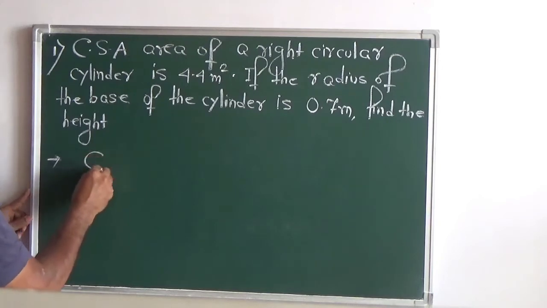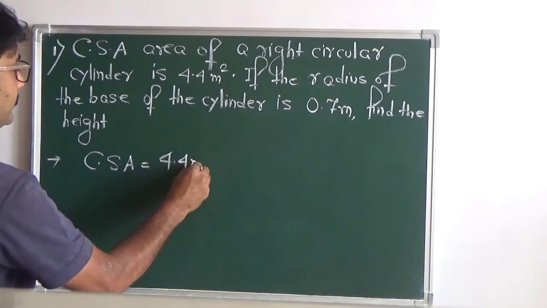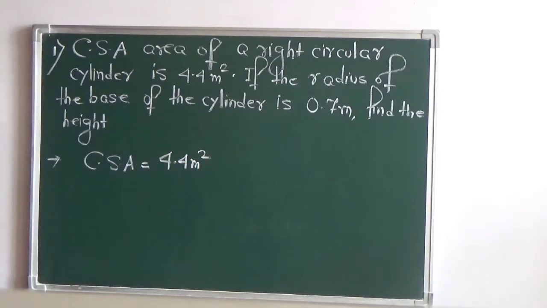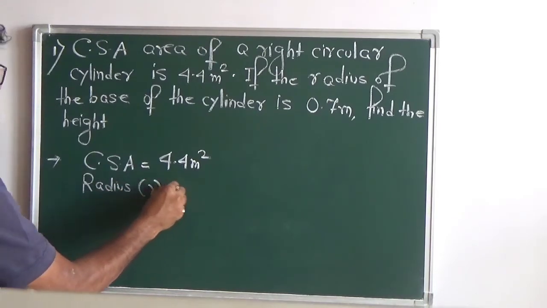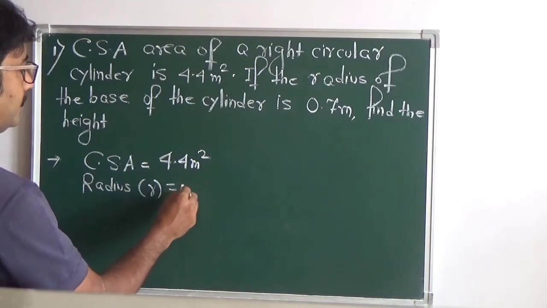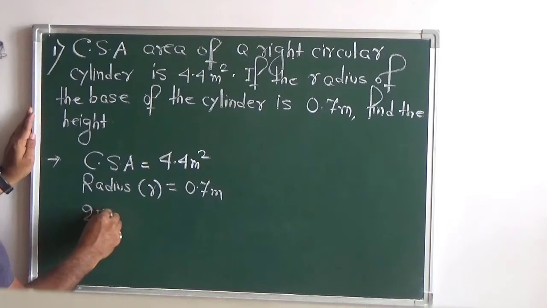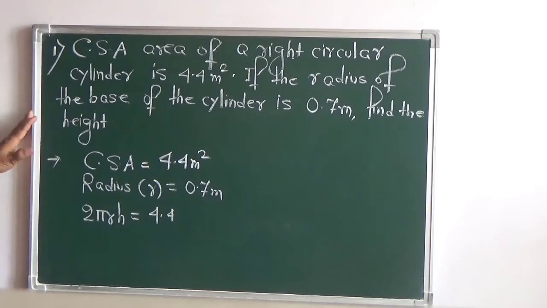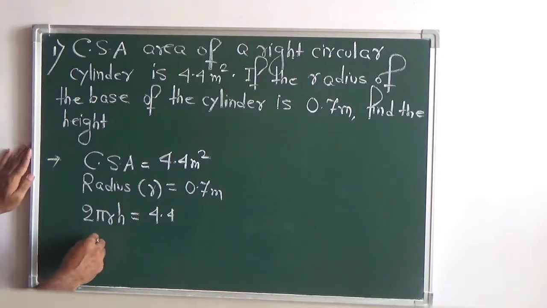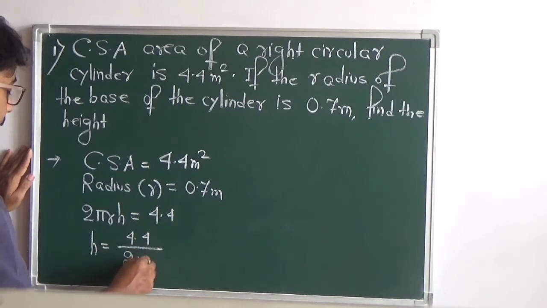So we are given, just note down what is given. The curved surface area of the cylinder is given as 4.4 meter square, and the radius of the base, suppose r, is given as 0.7 meters. So we need to find h. We have 2 pi r into h is equals to 4.4, the curved surface area. The formula for the curved surface area is 2 pi r into h. So we will write h is equals to 4.4 divided by 2 pi r.